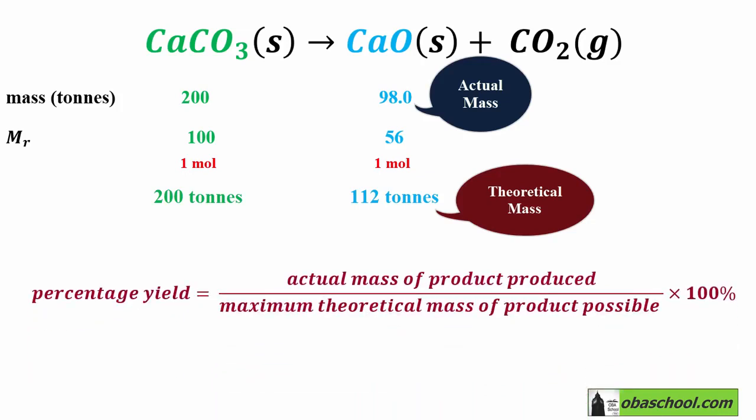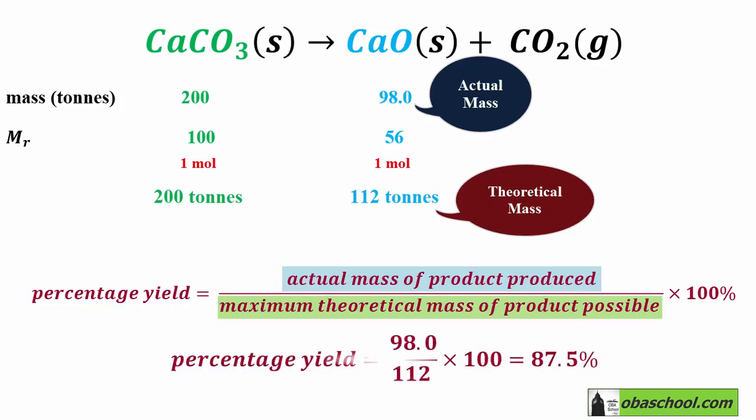So now we can calculate the percentage yield. We have the actual mass and the theoretical mass. We will substitute the values, and thus the percentage yield of this decomposition reaction will be 98 divided by 112 times 100, which is equal to 87.5%.